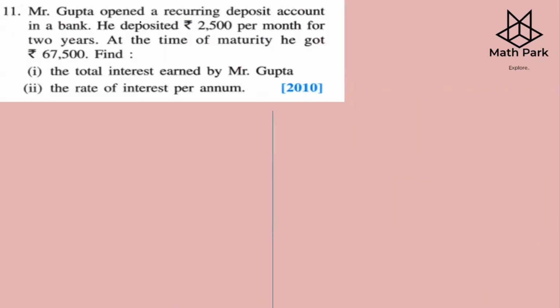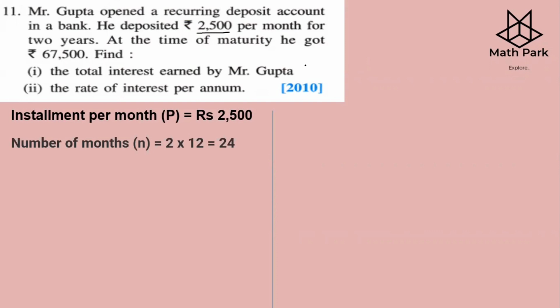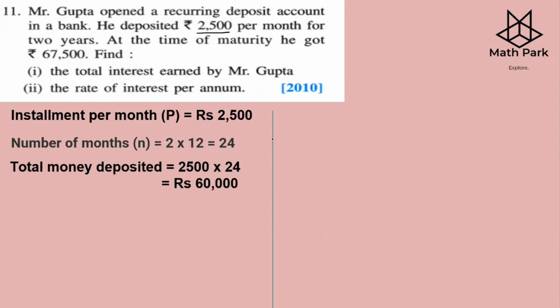Mr. Gupta opened a recurring deposit account in a bank. He deposited rupees 2,500 per month. So the installment per month P is 2,500. At the time of maturity, he got 67,500 and he deposited for 2 years. So 2 years, 2 times 12 is 24 months. So 2,500 multiplied by 24, you get 60,000 was the total money deposited. You are asked to find the total interest earned.